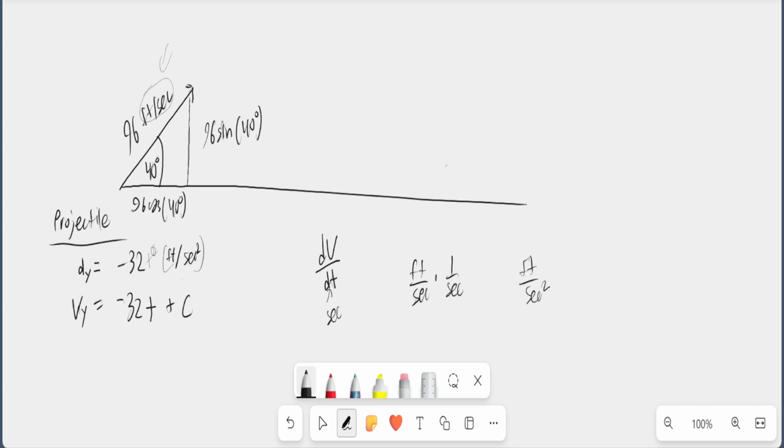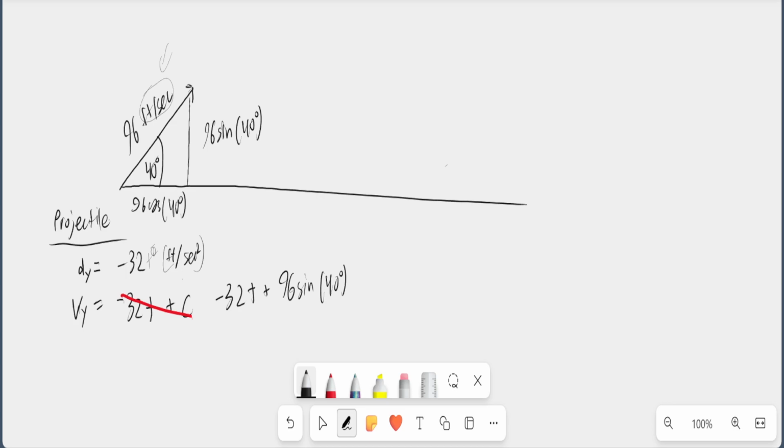So that means our velocity now becomes, let me erase this, negative 32 t plus 96 sine 40 degrees. And this makes sense, right? Because every second that goes by, your velocity is going to go down negative 32 because that's gravity pulling you down. The projectile won't go down 32 feet, but our velocity will go down 32 feet per second.